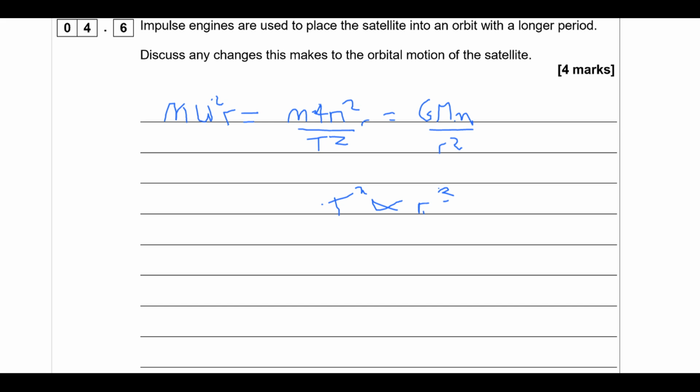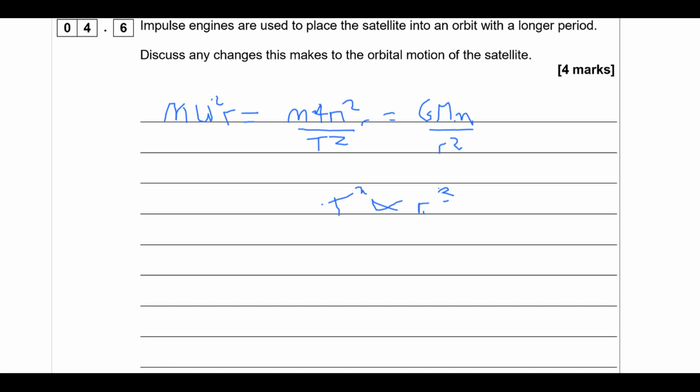So you can see that if you increase the time period, we're going to increase the orbit radius. That would also have the effect of decreasing the velocity, because you can be traveling slower if you're further away. So let's put this into words.